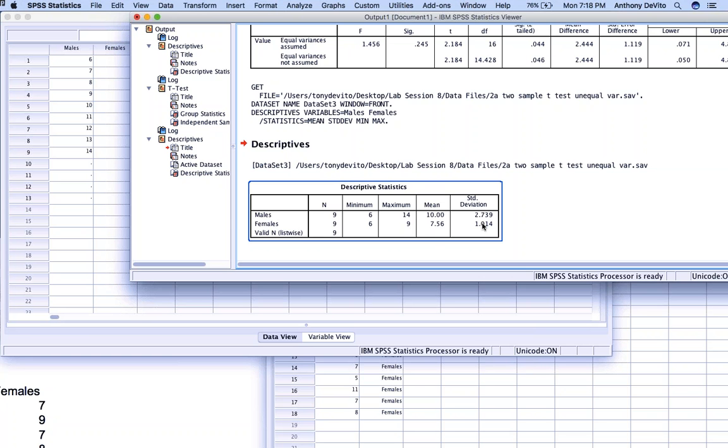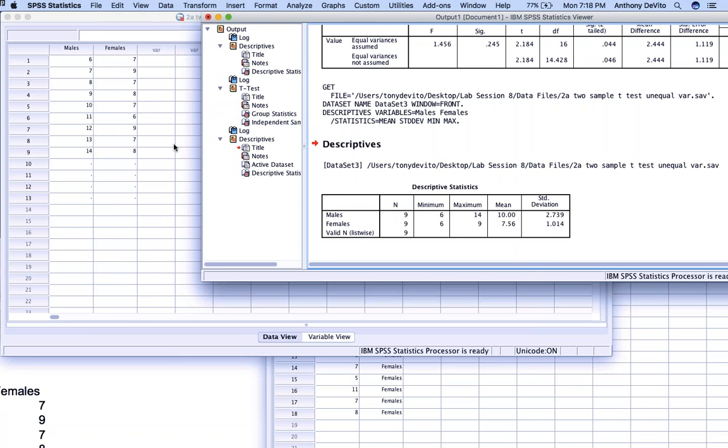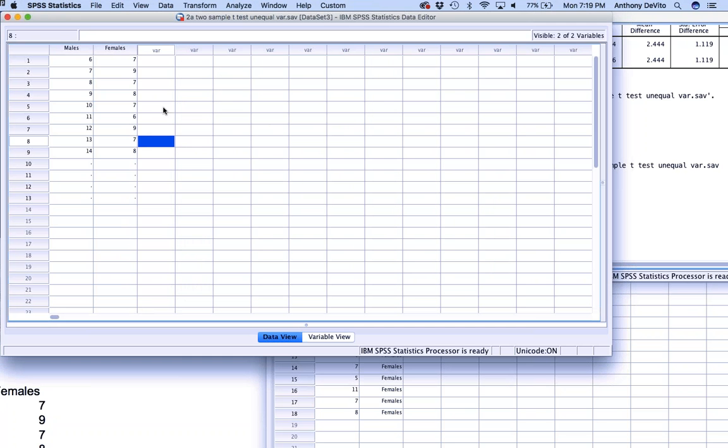But look at the standard deviation. One is 2.7, the other one is 1.0. Remember what we said as a general rule: if one's double the other, maybe you want to consider using unequal variances, just because it's too hard for us, or we're too lazy, to do a real calculation on this. But SPSS is going to do it for us.